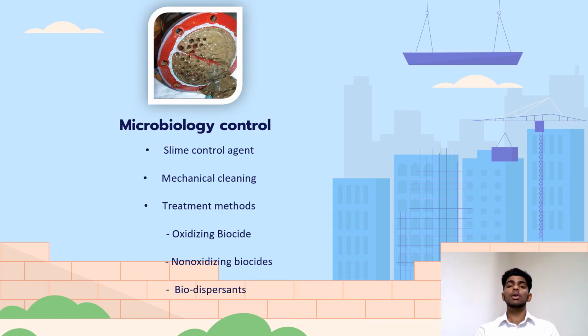And then the non-oxidizing biocides are the class of chemicals that work through various poisoning processes such as interfering with reproduction, stopping respiration, or lysing the cell wall.